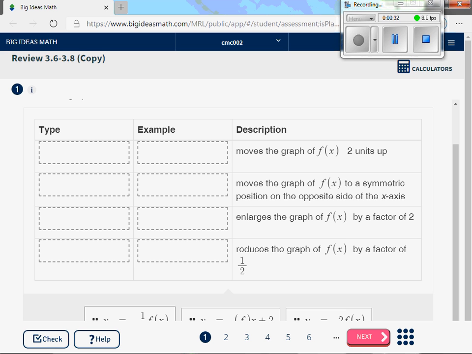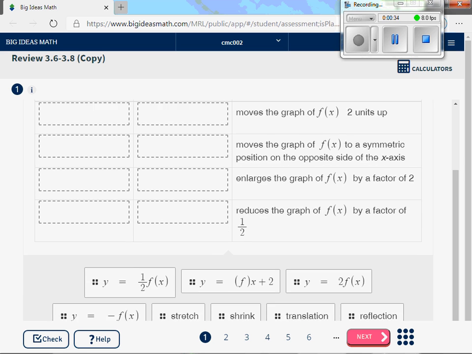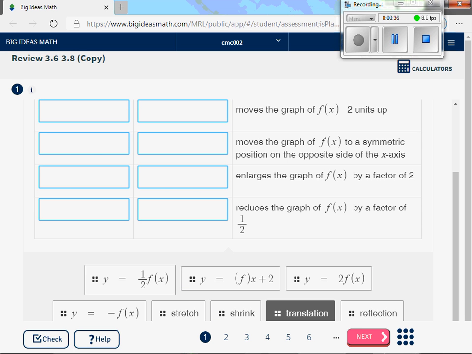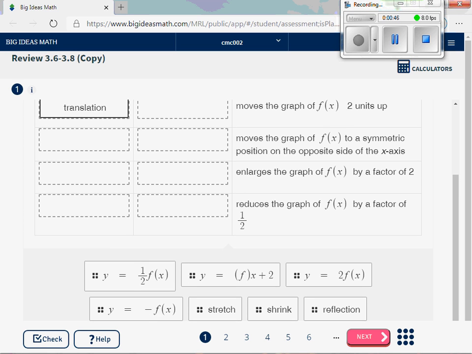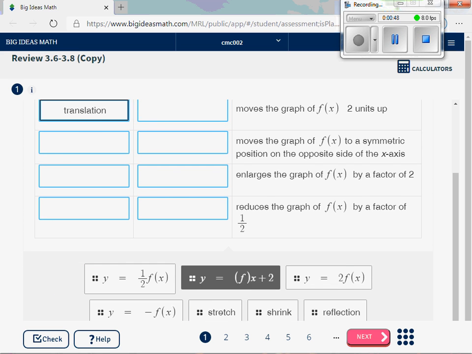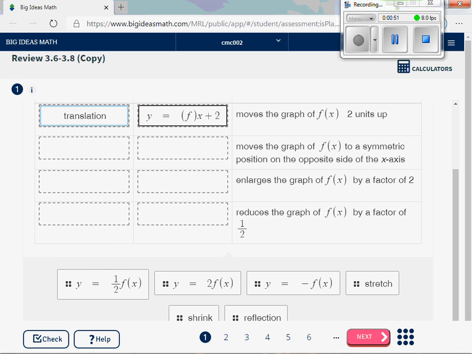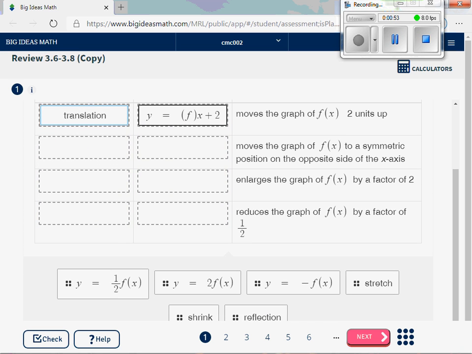So what we're talking about here is a translation, because if we move it up, down, left, or right, the type is a translation. It's moving it. And the only one of these that moves it up 2 is y is equal to f of x plus 2, because when we add something to the outside of the function, it moves it up or down. So it would be this one here.